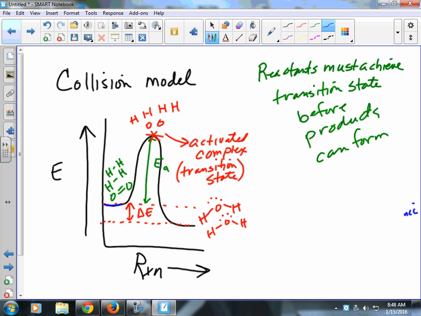A lower activation energy would mean that more molecules would have sufficient energy. This would be with catalyst. Lower activation energy means more particles will have effective activation energy to get over the hump and make products. More will form products. Okay? Y'all good with it?